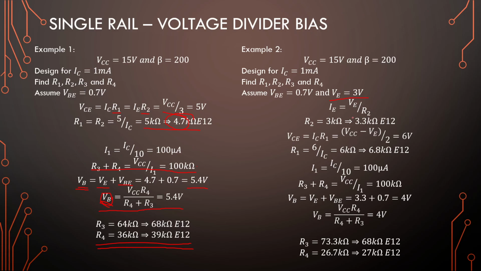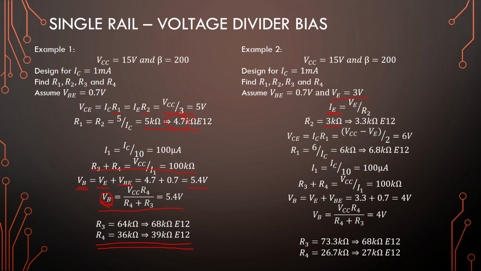Okay, so with an emitter value of 3 volts, the emitter current, or the collector current, assuming that they are the same with a large beta value, is VE over R2. We find our resistor 2 value as 3 kilo ohms, and that translates to 3.3 kilo ohms as E12. So that's the first resistor value.